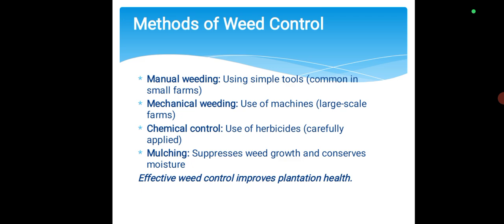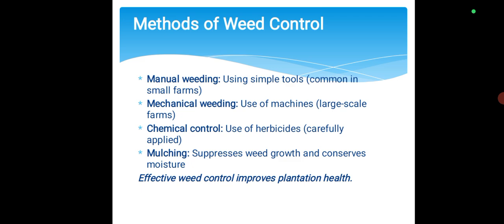Mechanical weeding involves the use of machines and equipment to remove or control the weeds. So this is very important in large-scale oil palm plantations. It includes the use of tractors, brush cutters, and even other mechanical tools. Simply put, it involves the use of machines. However, it requires significant investment and proper handling to avoid damaging oil palm roots.